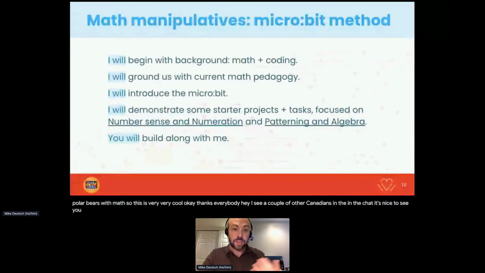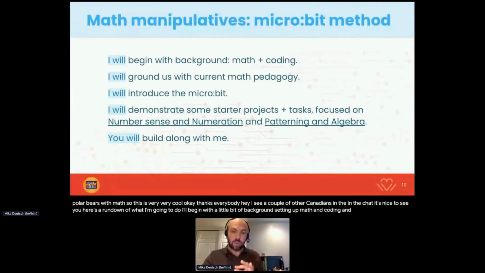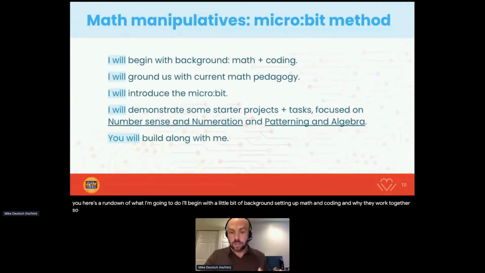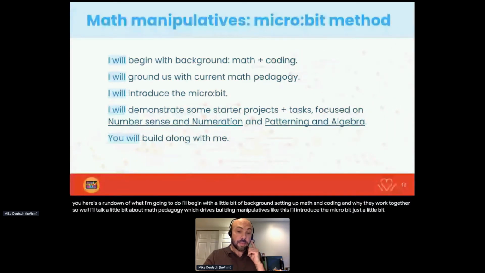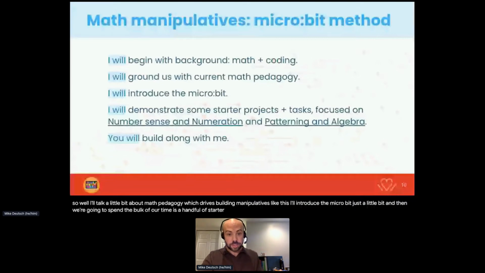So here's a rundown of what I'm going to do. I'll begin with a little bit of backing up math and coding and why they work together so well. I'll talk a little bit about math pedagogy, which drives building manipulatives like this. I'll introduce the microbit just a little bit. And then where we're going to spend the bulk of our time is a handful of starter projects. So I'm actually going to code on screen, and I'll invite you to follow 4 starter projects on the microbit that are manipulatives you can build and then use.